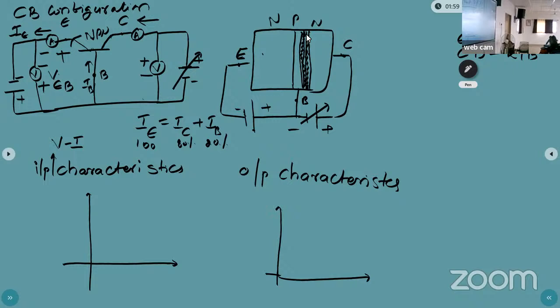But here the n type and p type, the collector and base, are doped with different amounts. So now the increased junction width can spread into the base or spread into the collector. Answer is that it spreads into the base. Why?